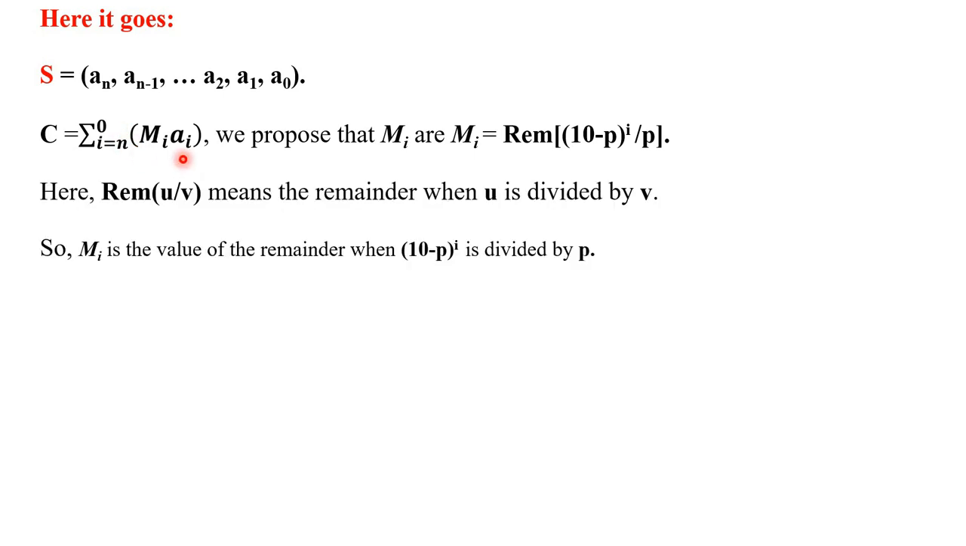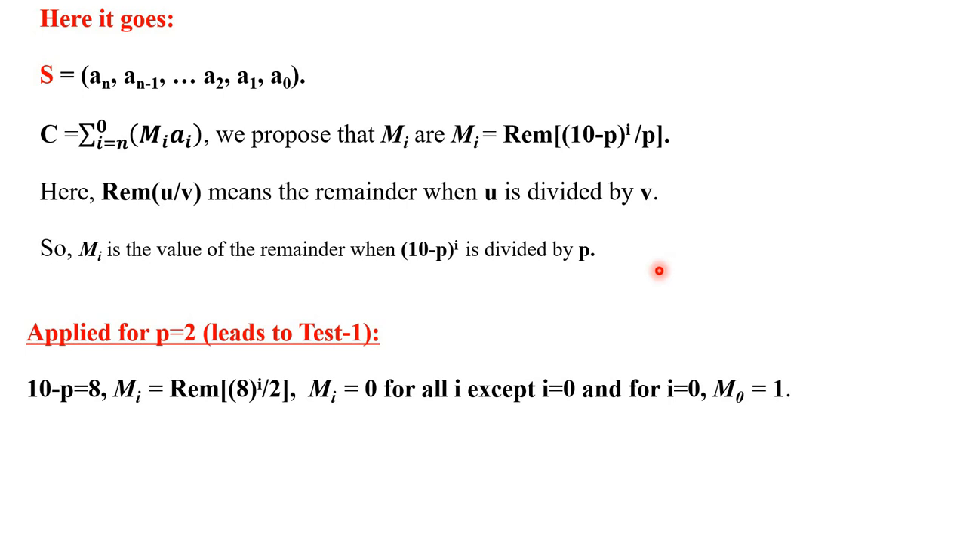Okay. So m_i is the value of the remainder when (10 minus p) to the power i is divided by p. So that we can easily calculate, as we will see for p equal to 2 first, test 1. So p is 2, so 10 minus p is 8. So m_i is 8 to the power i divided by 2, its remainder, and you can easily check that m_i is 0 for all i except i equal to 0, and for that i equal to 0, m_0 is 1, because 8 to the power 0 is 1, so 1 by 2 remainder is 1.